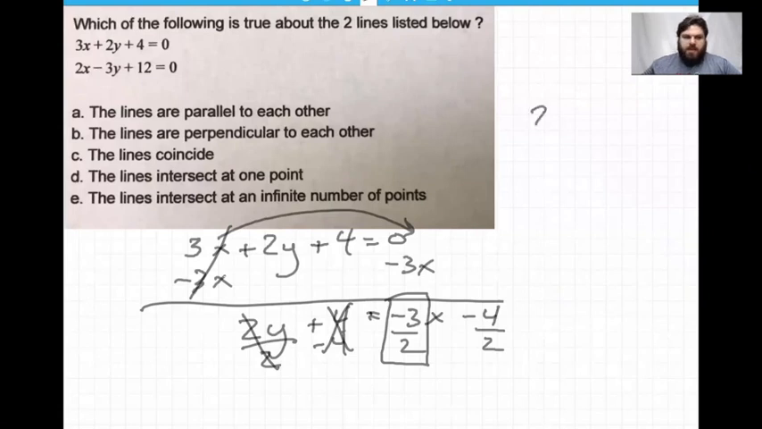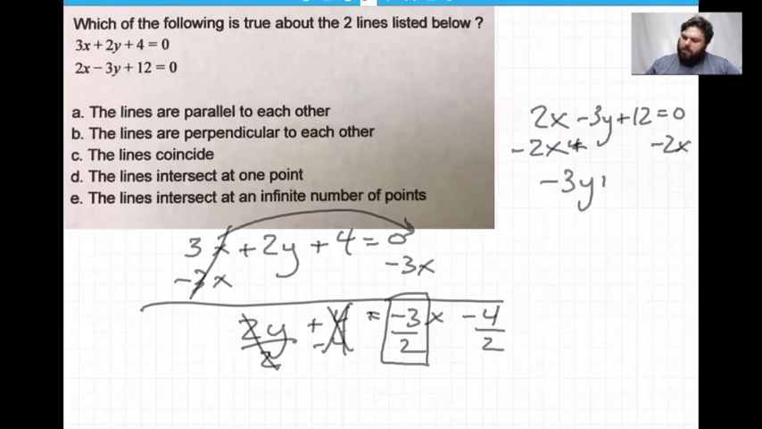I do the same thing with the second line. 2x minus 3y plus 12 is equal to 0. I'll go ahead and subtract my 2x over. That gives me negative 3y plus 12 equals negative 2x. I'm going to go ahead and move my 12 over just in case these lines are the same line. I don't want to run into that problem.